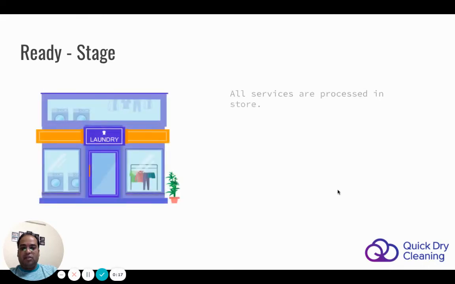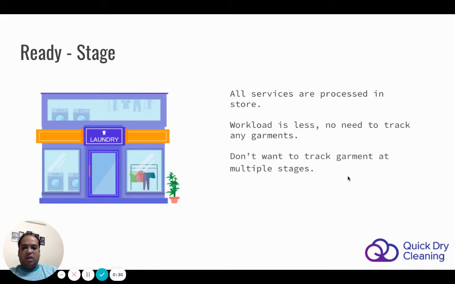For example, you have a mini store and all the garments are processed in the store itself. No garments are going outside of the store to a vendor or a workshop. You have a very less workload and there is no need to track any garment. Or maybe you don't want to track garments in different or multiple stages.